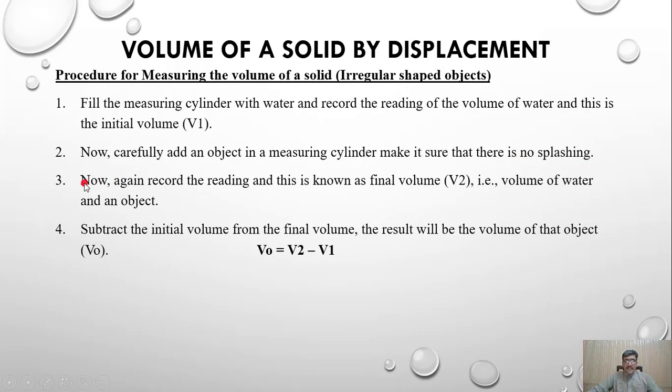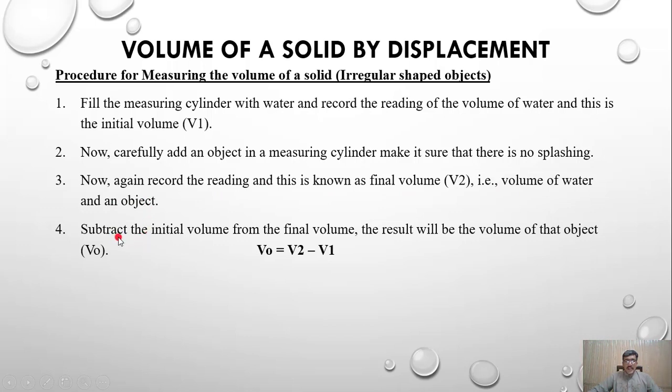After doing this, you have to again record the reading. You have to again measure the reading, and this is known as the final volume. That can be called V2. That is the volume of water and the object.